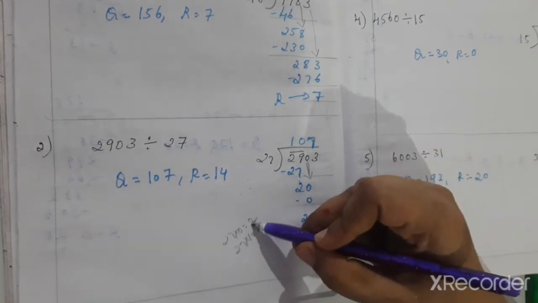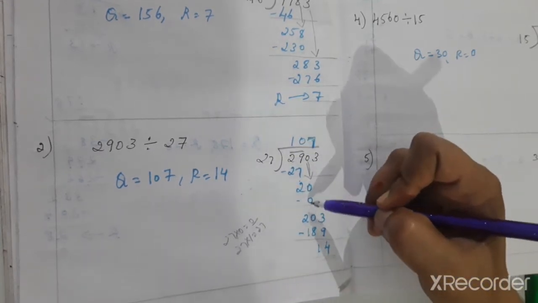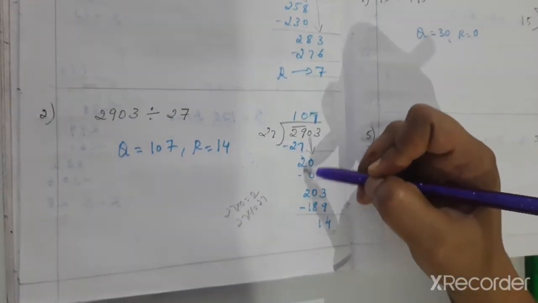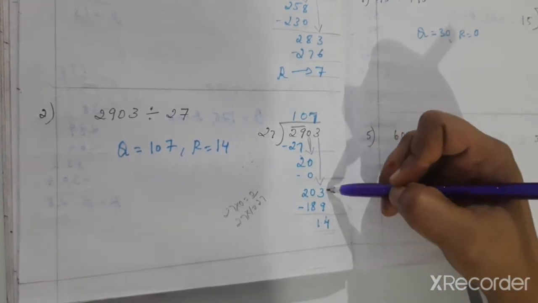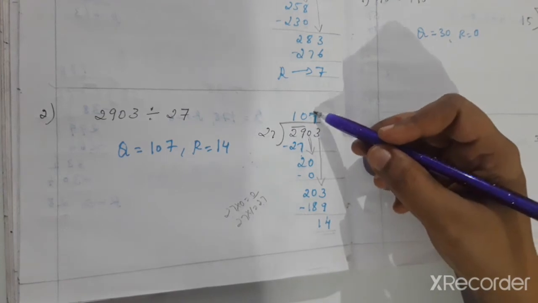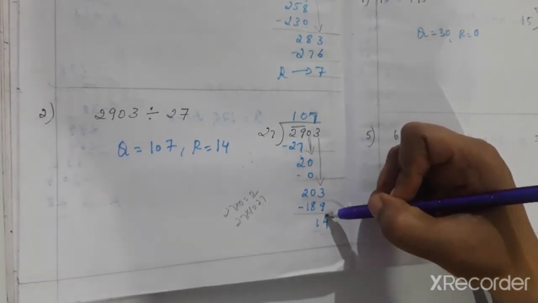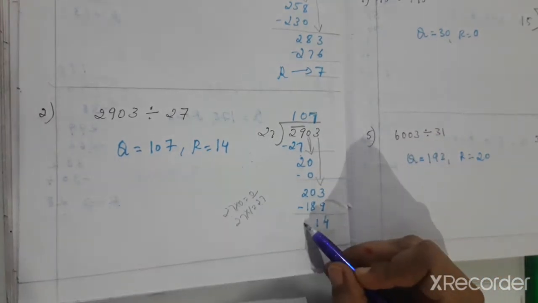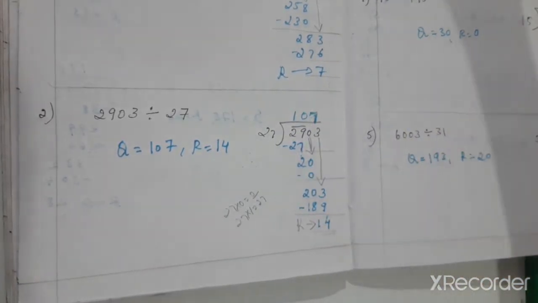So we want exact one or nearer one. So we can consider 27 zeros. So 27 zeros are 0. Now 20 minus 0 is 20 only. Now bring this 3 down. 203. Now 27 sevens are 189. After subtracting we get remainder as 14, and quotient is 107.